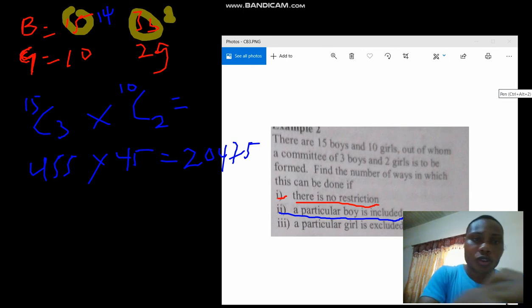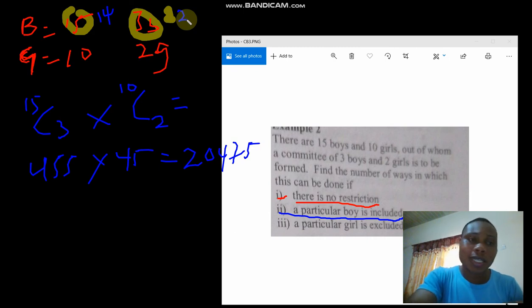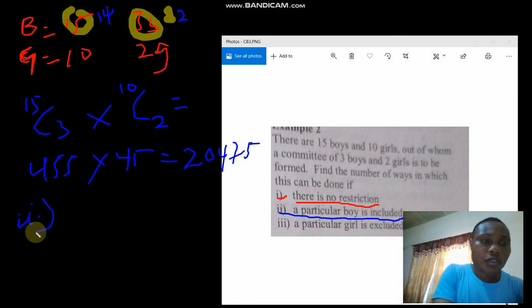So we are left with 2 boys to select now, because that particular boy has been taken. One boy has been taken, so we have selected one person, which is compulsory. That person is already part of the committee. So we subtract that person from the total number of boys, getting 14, and then we are left with only 2 boys to add, because we need 3 boys in the committee.